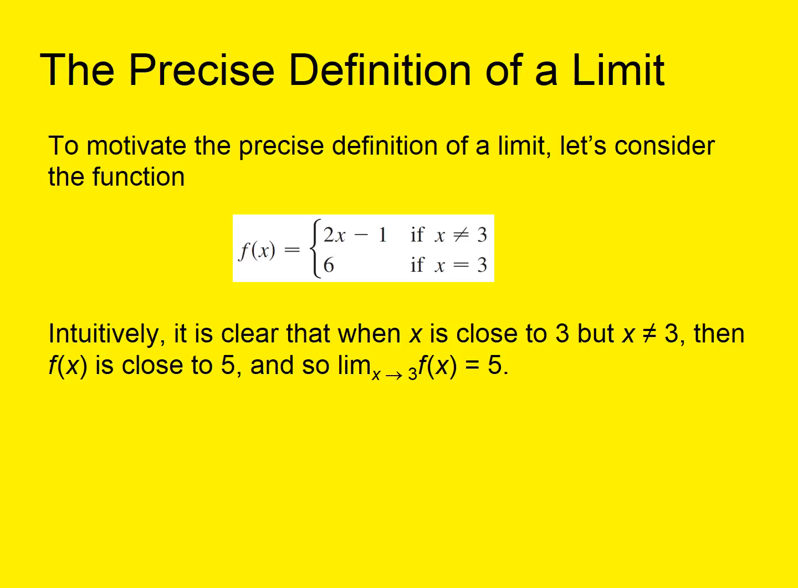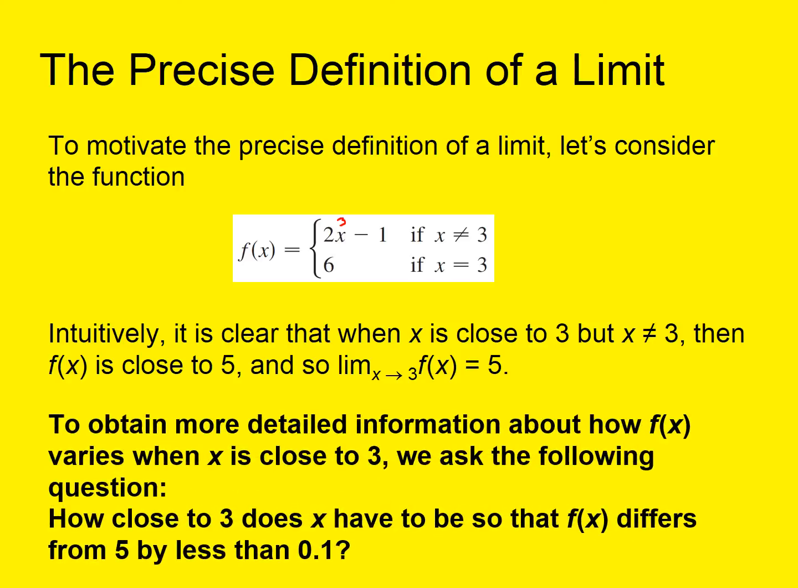Intuitively, it is clear that when x is close to 3, but x is not equal to 3, then f of x is close to 5. Put a 3 in there, and you get 6 minus 1, which is 5. So when x is close to 3 but not equal to 3, f of x is close to 5. And it should be clear that the limit as x approaches 3 of f of x equals 5.